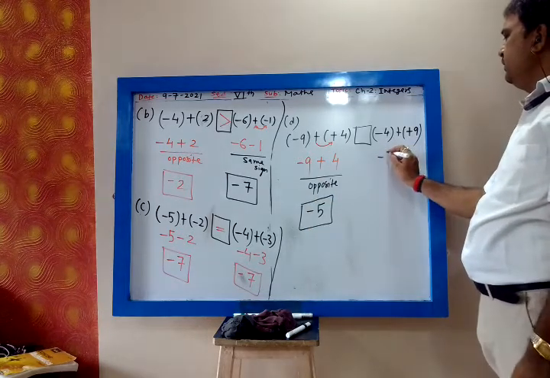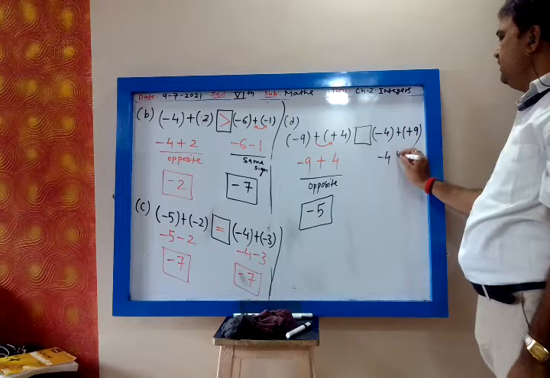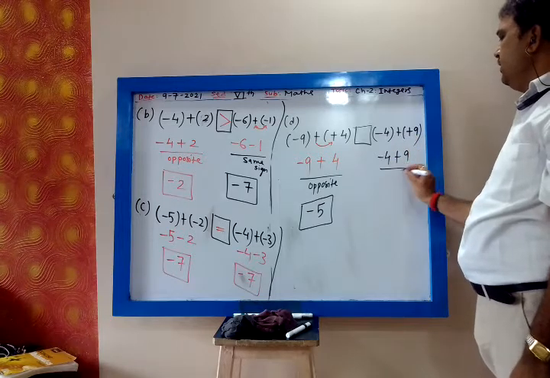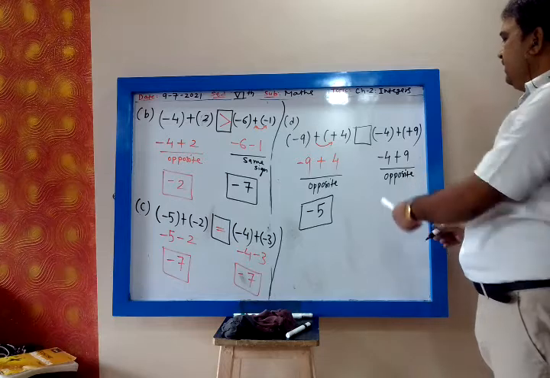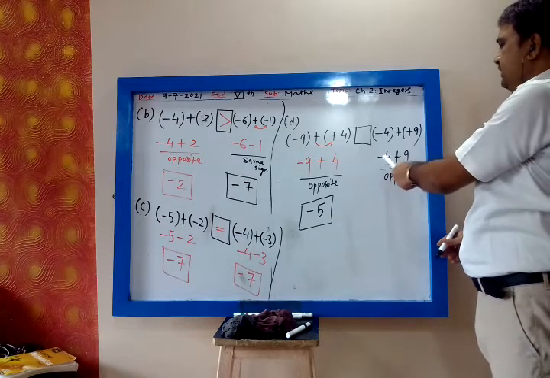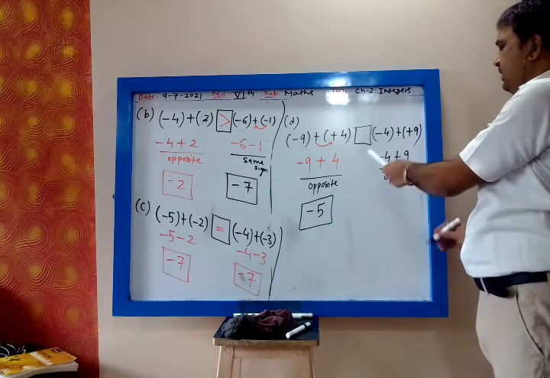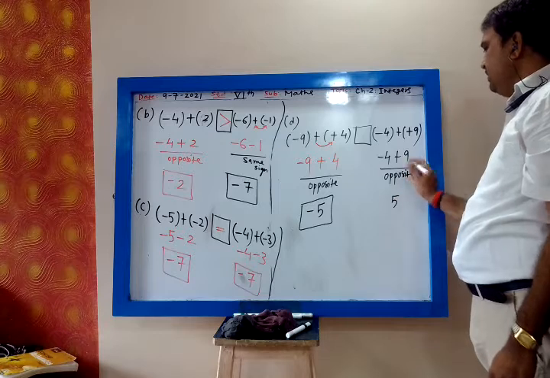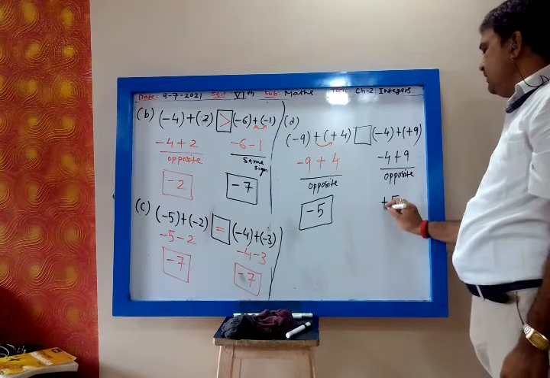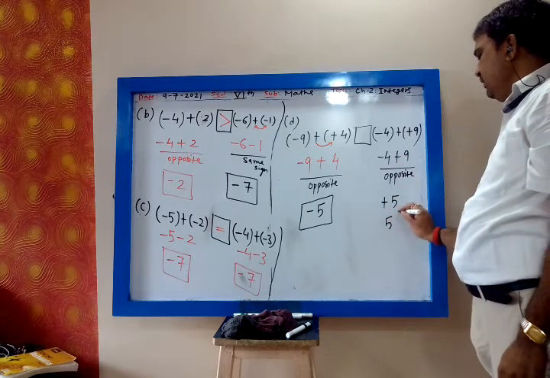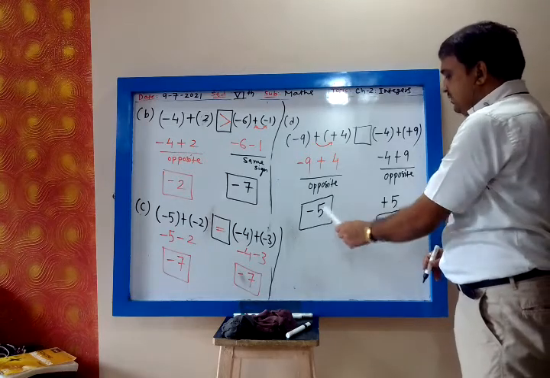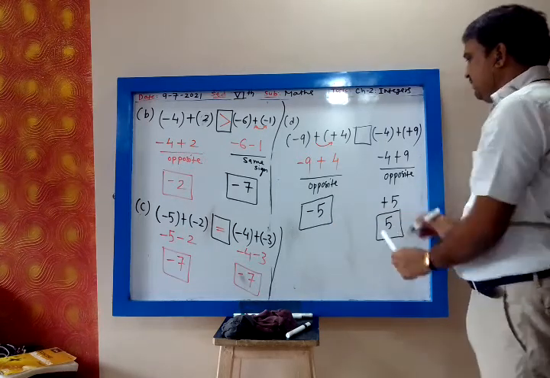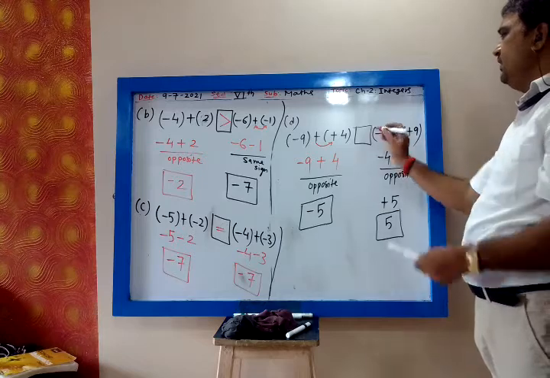This is minus 4, then plus into plus, plus. Again they have opposite sign. So you have to subtract, minus and plus opposite sign. 9 minus 4, 5. Which number is bigger? 9. What is the sign of that? Plus. So plus 5, or 5. So a positive number is bigger than a negative number. This is positive, so this side it will be bigger.